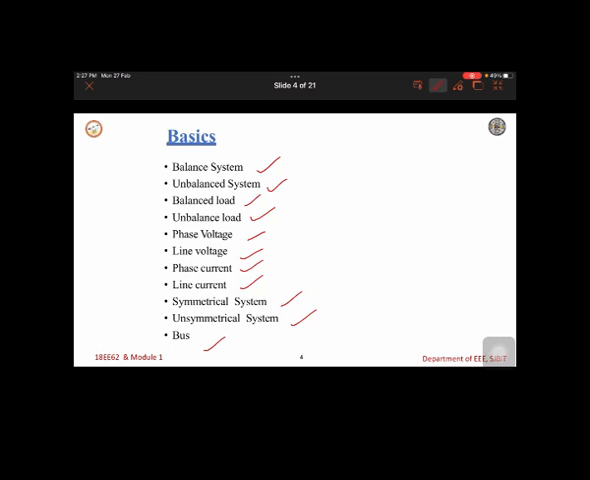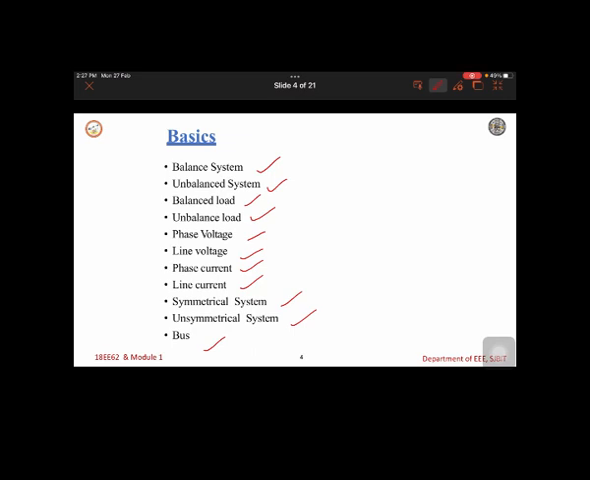What is a balanced system? A balanced system is the system in which the load distribution on each of the phases is the same. That means line currents and phase currents will be the same in all the three phases, and line to line voltages between the lines and phase voltages are also the same. This is possible only if the line parameters are the same in each of the phases and the load we have applied is also the same.